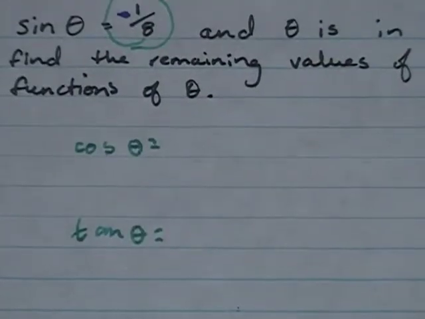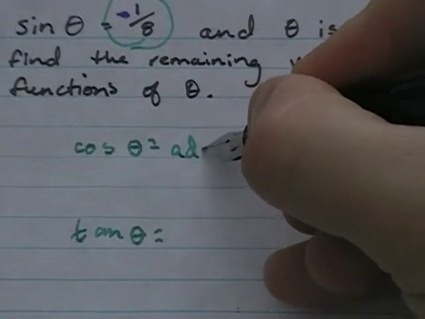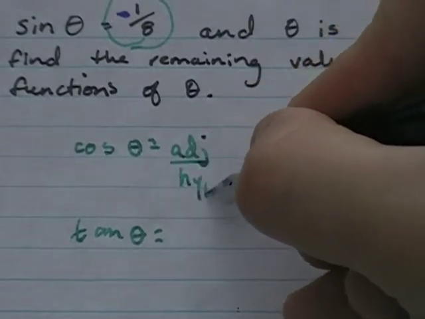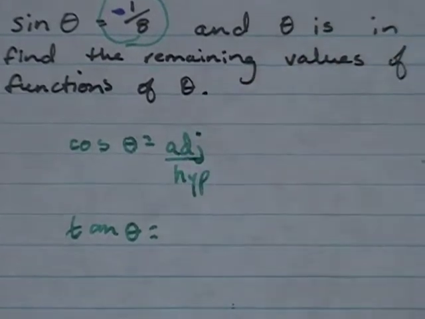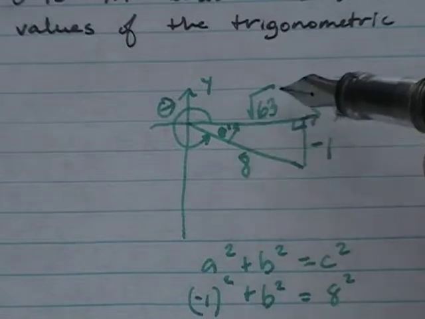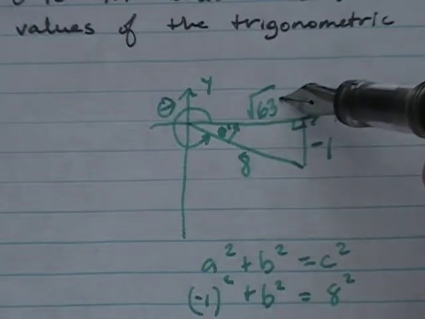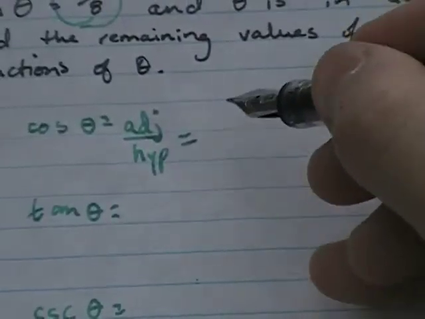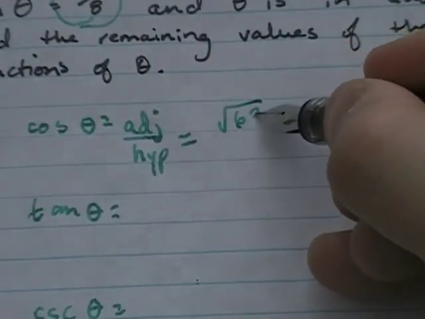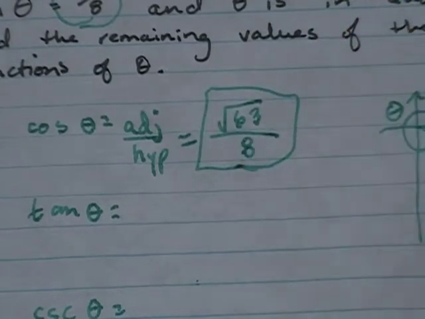So we say, okay, cosine. What is the definition of cosine? Adjacent over hypotenuse. All right, we'll go back to your picture. Where's the adjacent side to theta prime? There's the adjacent, there's the hypotenuse. So it's adjacent over hypotenuse. The answer is root 63 over 8. And there's the cosine of theta.